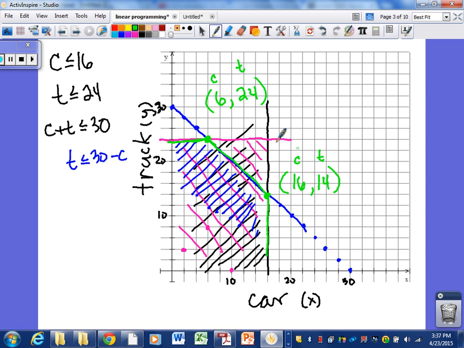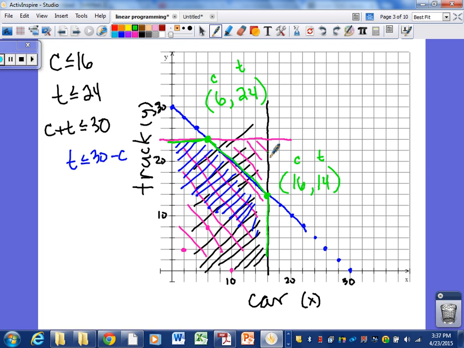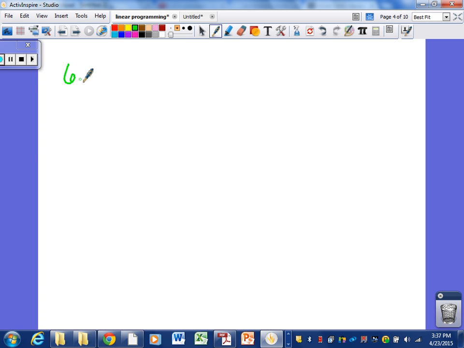So now we need to figure out, remember we had this maximizing equation. We know the number of miles is the miles per gallon of your car plus the miles per gallon of your truck. So now I have two options that I need to test to see which one is best. There's your 6-24 option, 6 gallons in your car, 24 in your truck, or there is the 16-14 option, 16 in your car and 14 in your truck.